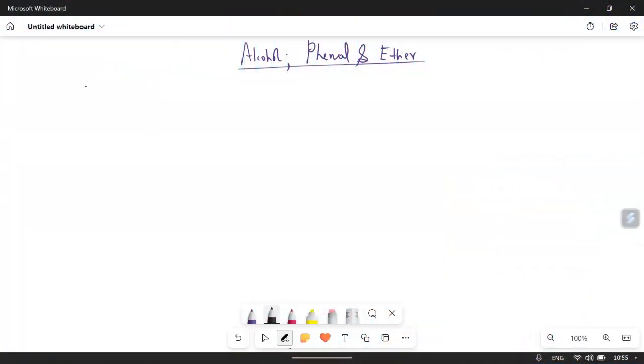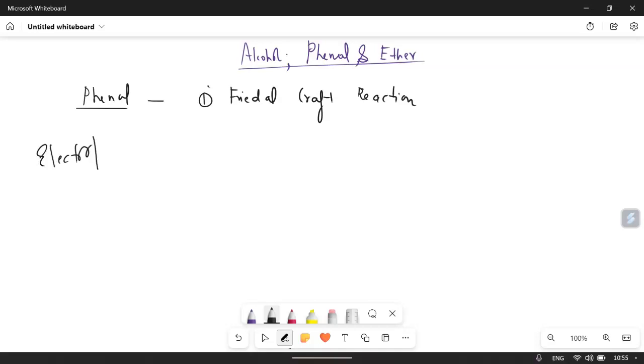The first property we are going to discuss today is Friedel-Crafts reactions. We have already discussed halogenation, nitration, and sulfonation, and this is also a part of electrophilic substitution.